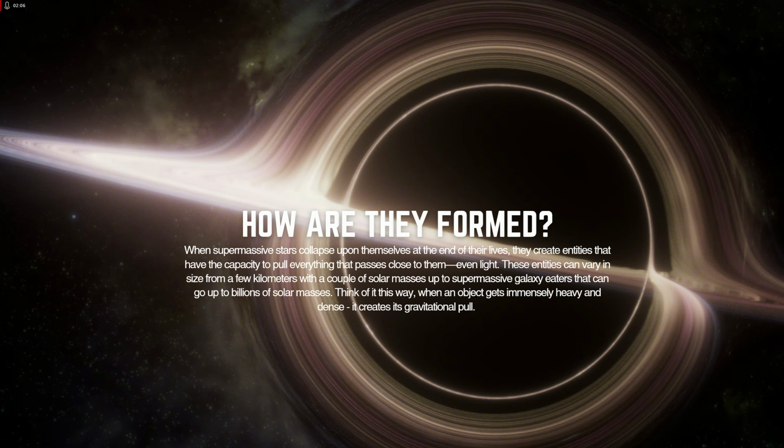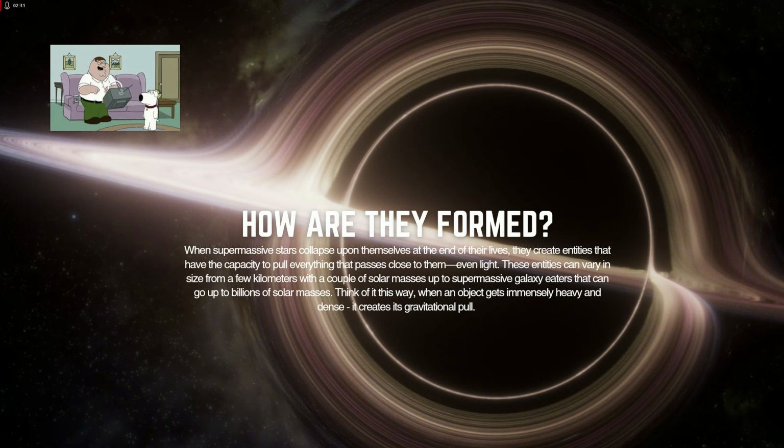So these entities can vary in size from a few kilometers with a couple of solar masses up to supermassive galaxy eaters that can go up to billions of solar masses, such as TON 618 or Sagittarius A*. Now think of it this way. Anything that gets too dense and heavy for its own size can create its own gravitational pull, just like Peter Griffin from Family Guy. He has his own gravitational pull at the moment.